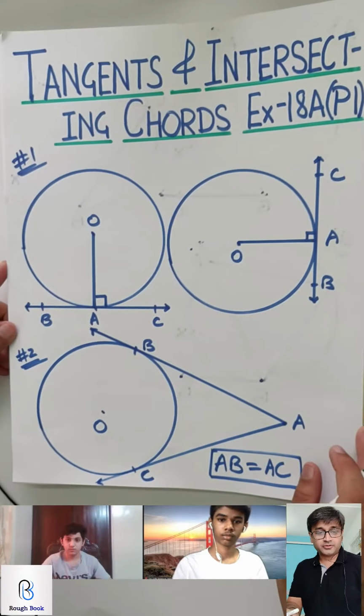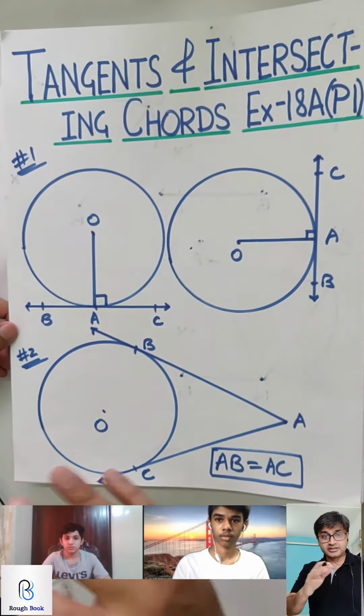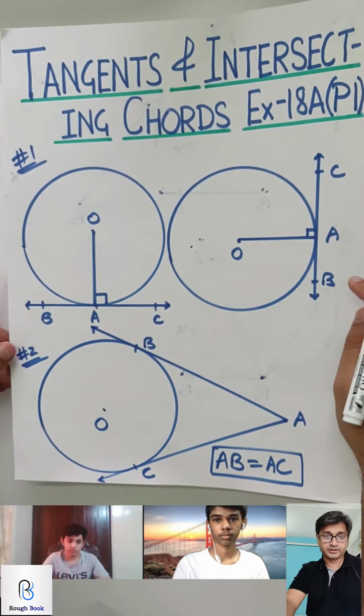Hi, we are starting with tangents and intersecting chords, exercise 18A. 18A is a very lengthy exercise, so we have broken it into two parts. So we are going to do part 1 today.